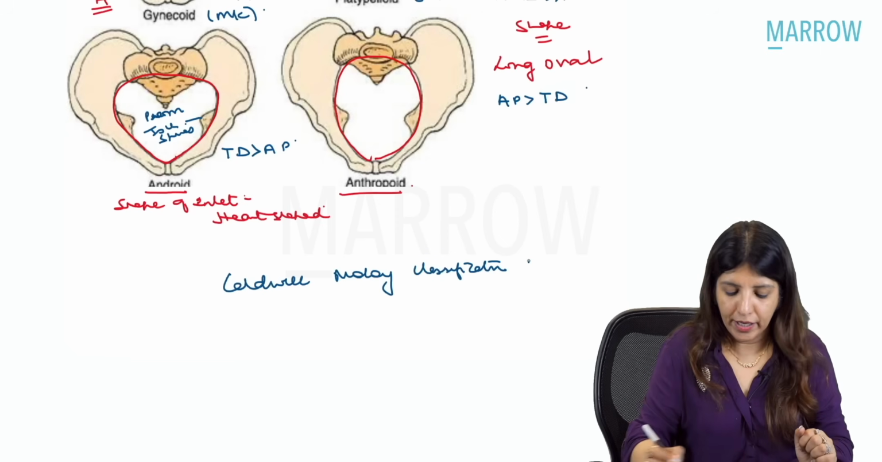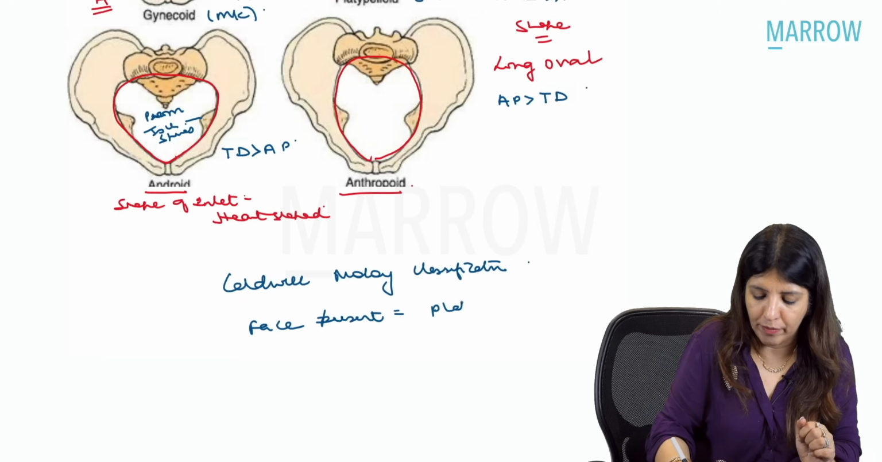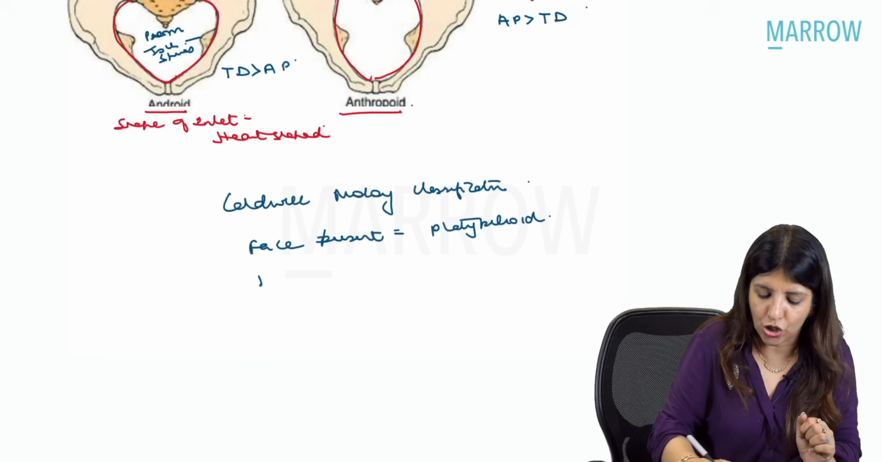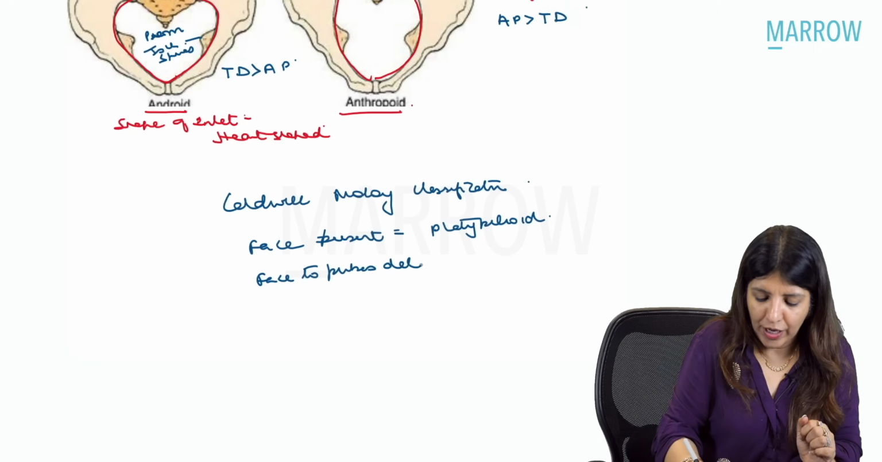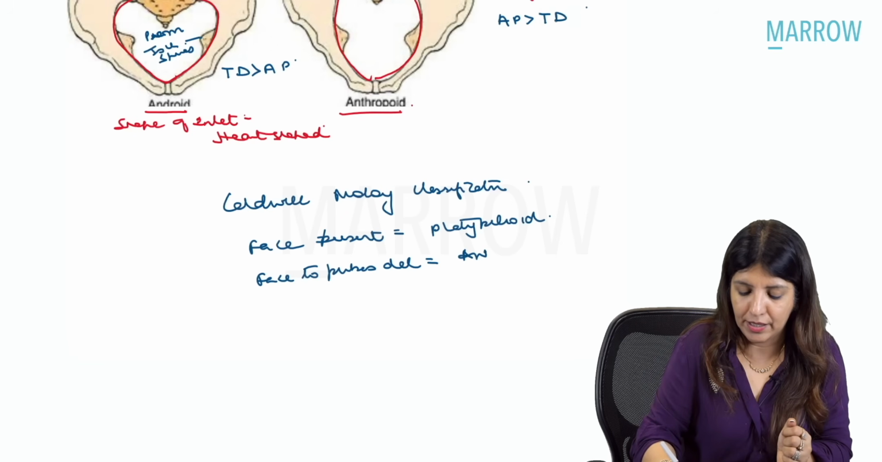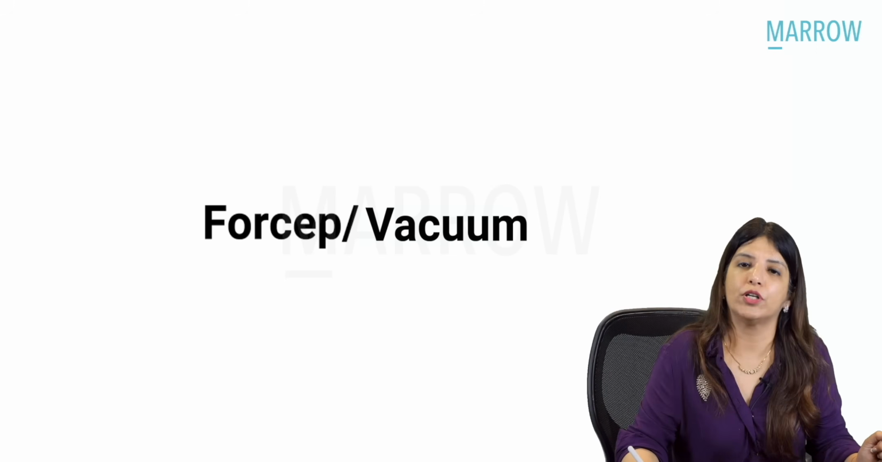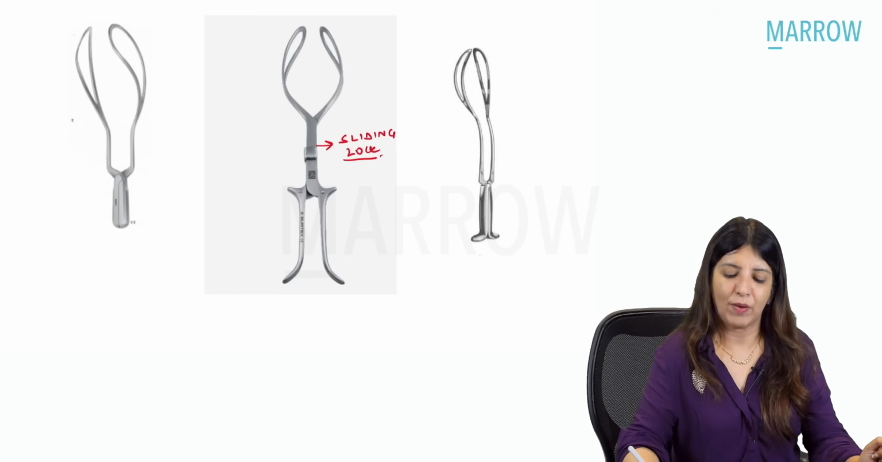Clear to all of you? In which pelvis is face presentation common? Face presentation is common in platypelloid pelvis. But if they ask you face to pubes delivery, face to pubes delivery is seen in which pelvis? It is seen in anthropoid pelvis. Clear? Now, coming to important images related to forceps and vacuum.